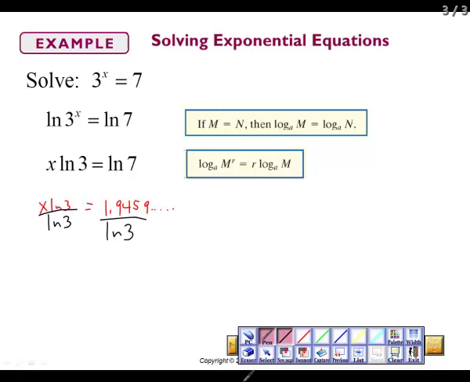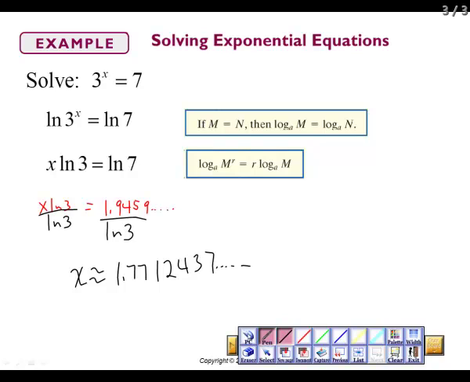So on the calculator, you leave that 1.9459 there, you don't delete it or round it off or change it in any way. And then on the calculator, you just put divided by natural log 3 and hit enter. And we get x is approximately equal to 1.77124337, and it goes on. So depending on what you want to round it off to, that's what you would use.